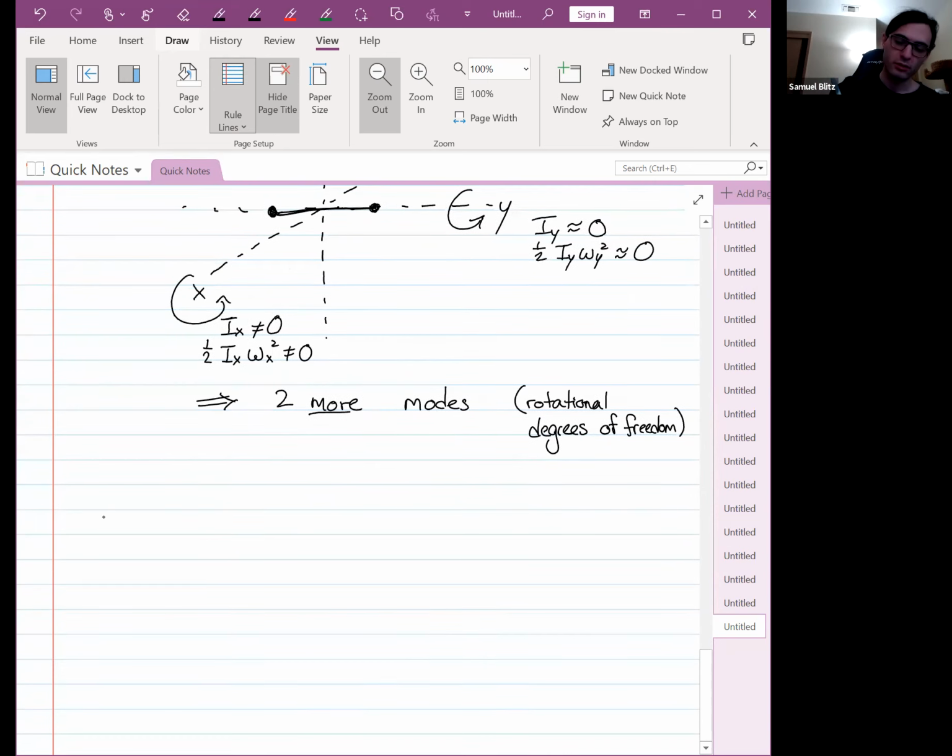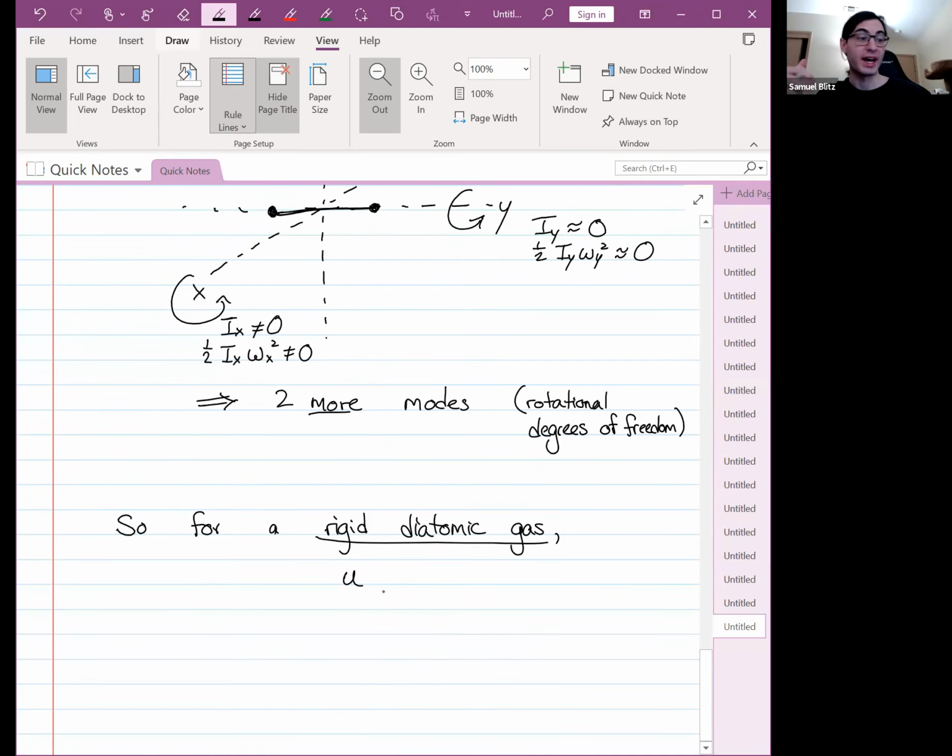So for a rigid diatomic gas, and I'm putting the word rigid in there for a reason, which will become clear in a bit, the energy per particle would be, well, each mode gets 1/2 kBT. There are 3 translational modes and 2 rotational modes. So the energy per particle would be 5/2 times kB times T. And hopefully, now you're seeing a pattern.